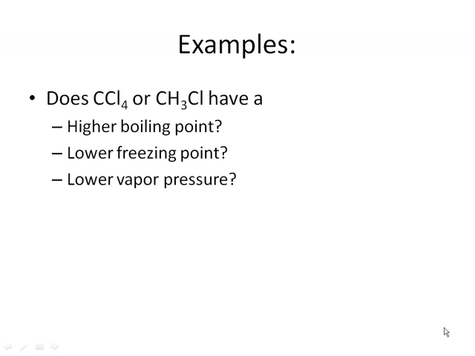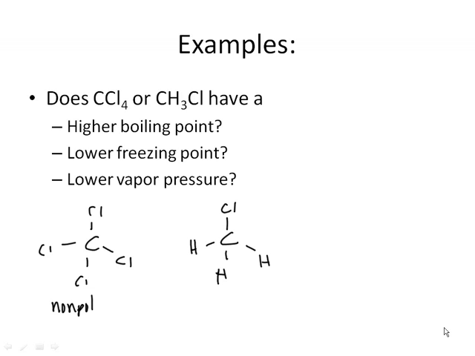So the first thing you want to do is draw your Lewis dot structure and decide what intermolecular attractive forces these have. So CCl4 has 4 chlorines bonded to a carbon, and CH3Cl has 3 hydrogens and 1 chlorine bonded to a carbon. And we can see that CCl4 is a symmetrical molecule. It is therefore nonpolar. All nonpolar molecules have London forces, which are the weakest of the 3 forces, as their intermolecular attractive forces.